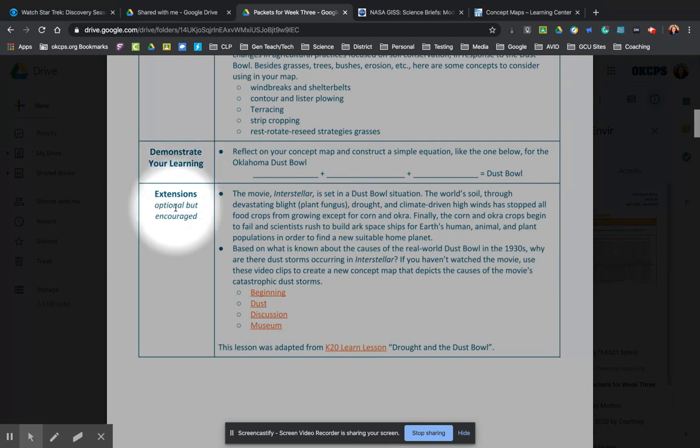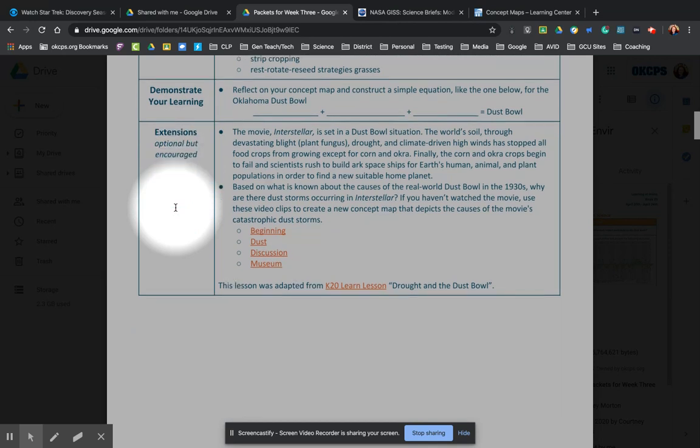For our extensions, we'd like you to look at the movie Interstellar and look at the situation that is laid out in that movie and compare it to what we now know about the Dust Bowl. And there are several clips of the movie, if you haven't seen the movie or don't have access to the movie, that you can watch here to help you with this extension section.